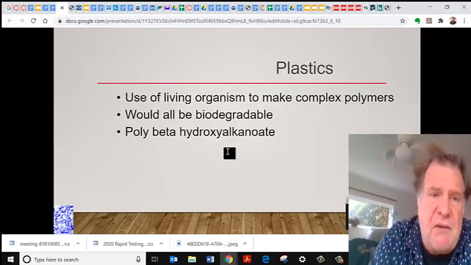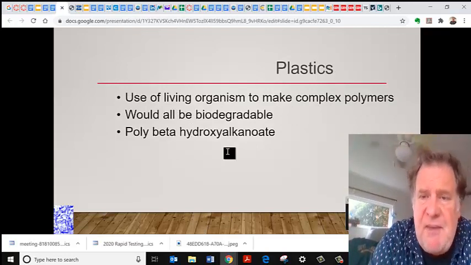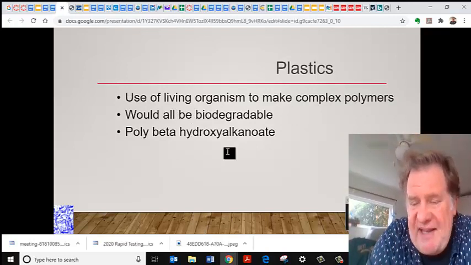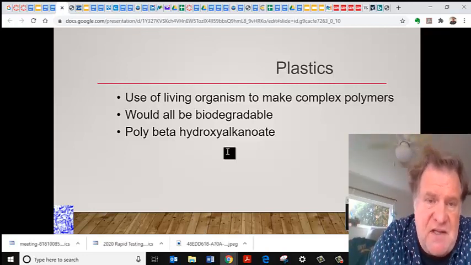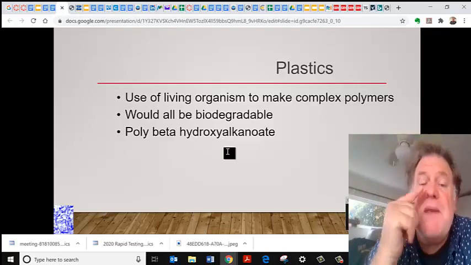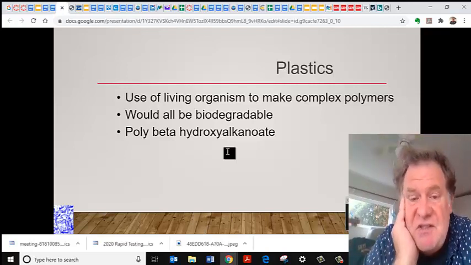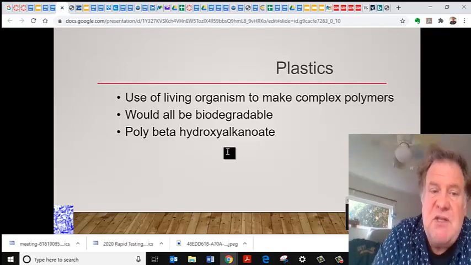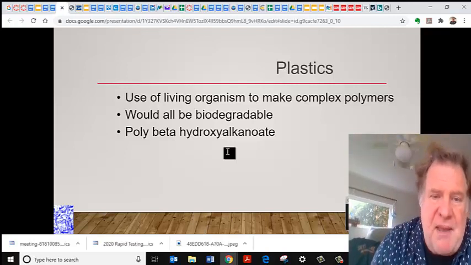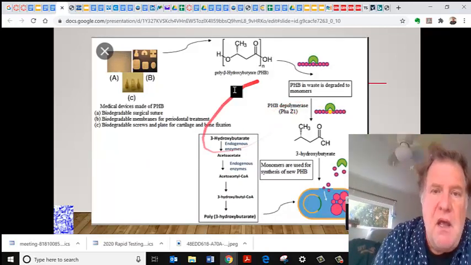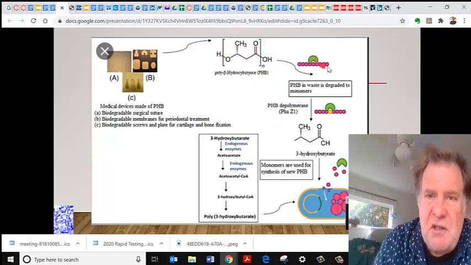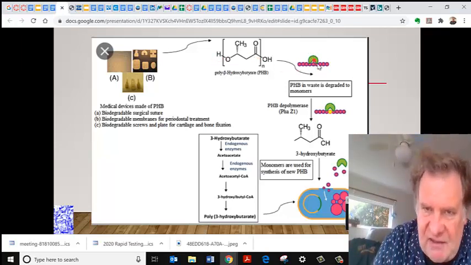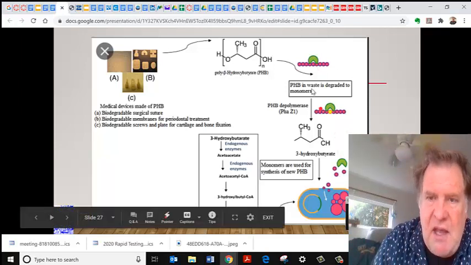The plastics that we produce, we can use living organisms to make the complex polymers of plastics, and so we can make different kinds of plastics that do different activities. All of these would be biodegradable because they are made from biological systems. They can be degraded by biological systems. One of the examples would be polyhydroxybutyrate, PHB, which is basically this structure here. Because it's made by biological systems, we can have enzymes that can break this down. This little Pac-Man looking enzyme.